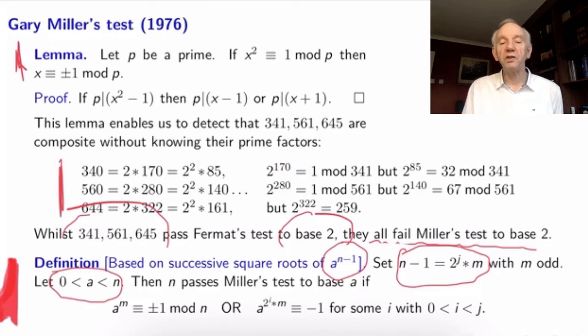So there are 2 things that could happen. If at some point we get a minus 1, then we can't really say anything for the square root of that, because we're not going to say anything about the square root of minus 1 mod n. So if we get a minus 1 at some point, and I'll give you a table in a moment to explain this, then we say that the integer n passes Miller's test. It looks as if it's a prime number.